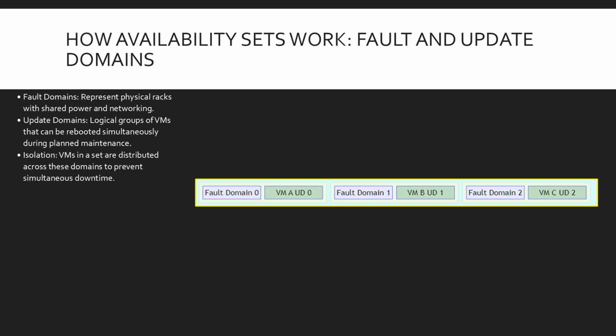This diagram illustrates the physical distribution within an availability set. We have three columns representing physical racks, or fault domains 0, 1, and 2. Inside each rack, we have a virtual machine. Notice that each VM is also assigned a different update domain, AD 0, 1, and 2. If rack 1 loses power, only VM A goes down. VM B and VM C continue running. This visualizes how the availability set physically isolates your resources to maximize uptime.